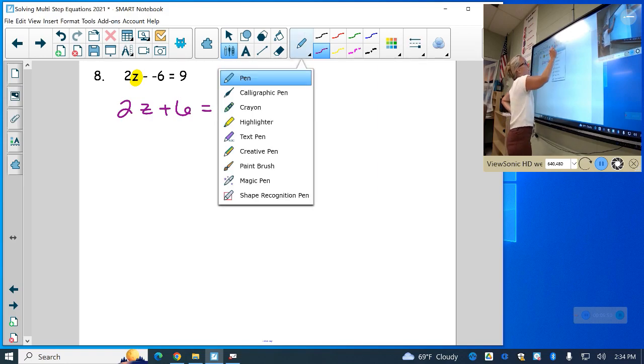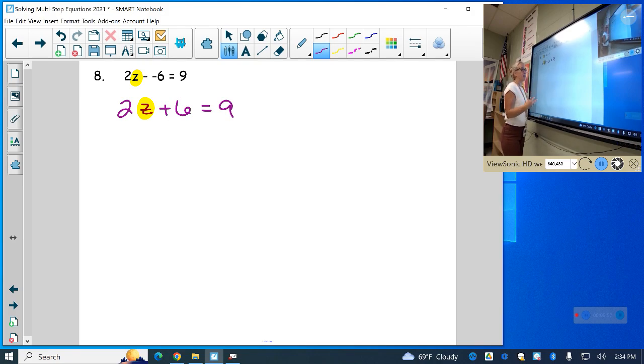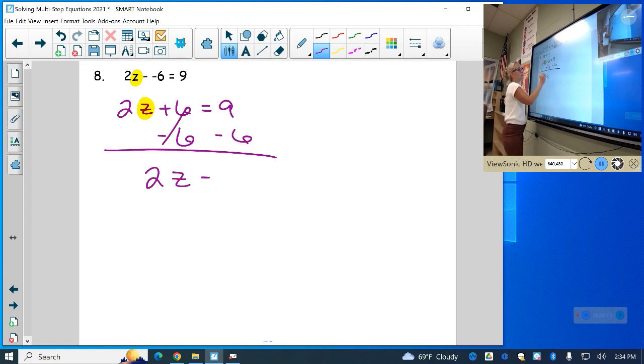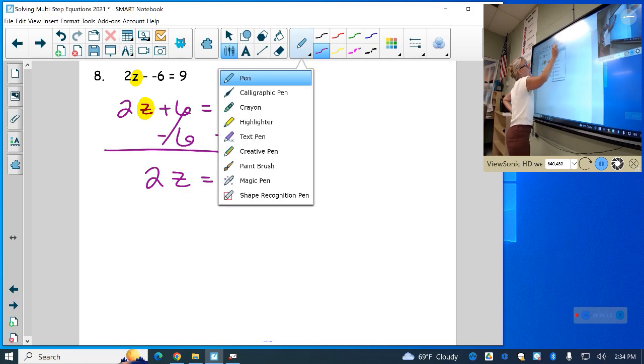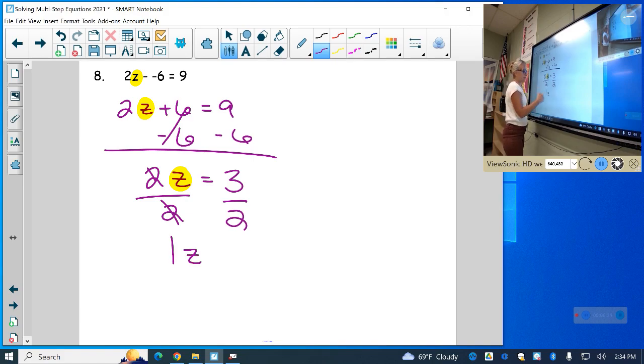So now, when I go to eliminate my positive 6, I'm going to subtract 6 from both sides. So I'm left with 2Z equals 9 minus 6 is 3. Still solving for Z. I have my 2 in front. The opposite of multiplication is division, or 2 divided by 2 would give me 1, which is what I ultimately want. We're going to divide by 2. 2 divided by 2 is 1, which I'm left with 1Z. 1 times Z is just Z. And then this does not divide evenly, so we're just going to leave it as a fraction. So I'm left with Z equals 3 over 2.